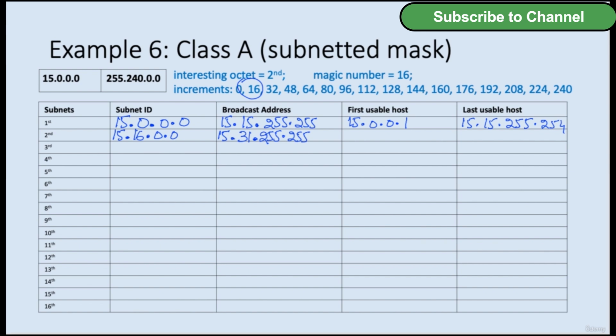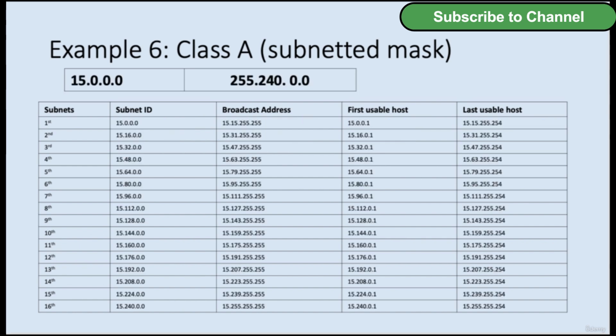First usable is always the next address of the subnet ID, which is 15.16.0.1 in this case. And the last is always the previous of the broadcast. So 15.31.255.254. Full answer of this question you can find in the slides.